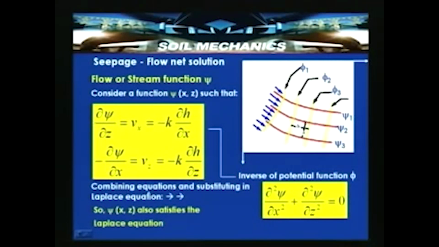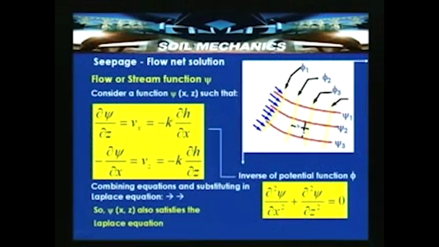So, combining equations and substituting in the Laplace equation again, we get ∂²ψ/∂x² + ∂²ψ/∂z² = 0. So, with that we can also say that the stream function also fulfills the Laplace equation of continuity. So, ψ(x,z) also satisfies the Laplace equation, that is what we are saying here.